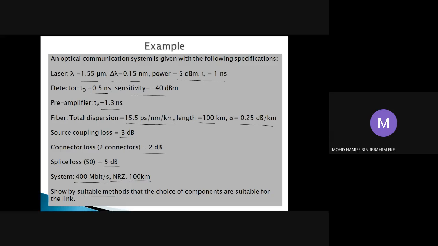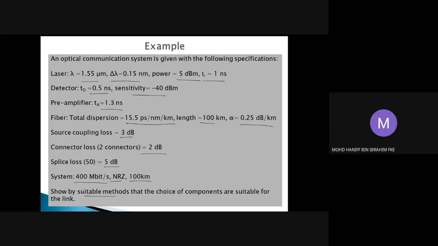If you base on these given examples, you notice that we are given both conditions, both informations. We are given the power transmit, the receive power, the attenuation of the fiber, the connector loss, the splice loss, and the source coupling loss, together with the rise time value for the components. Since we are given both sides, that will be very useful in power budget and rise time budget analysis.